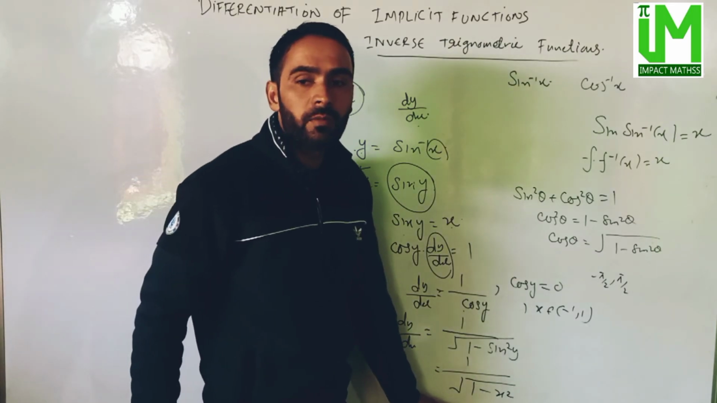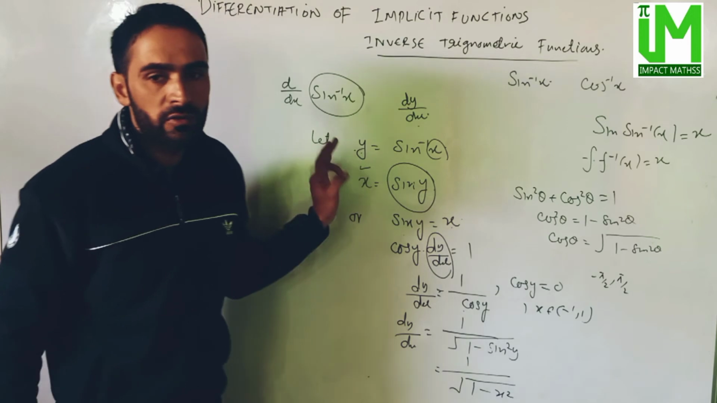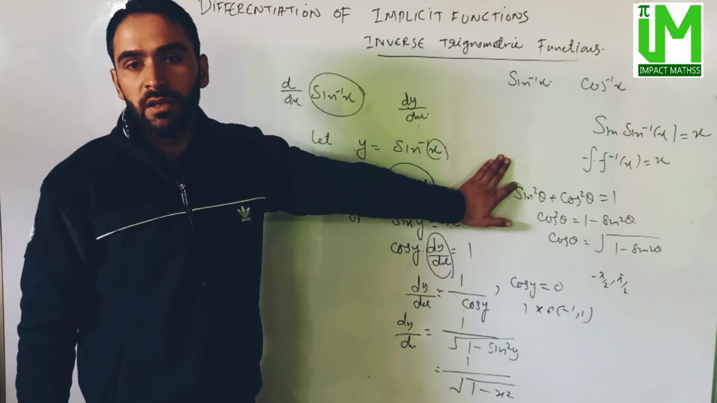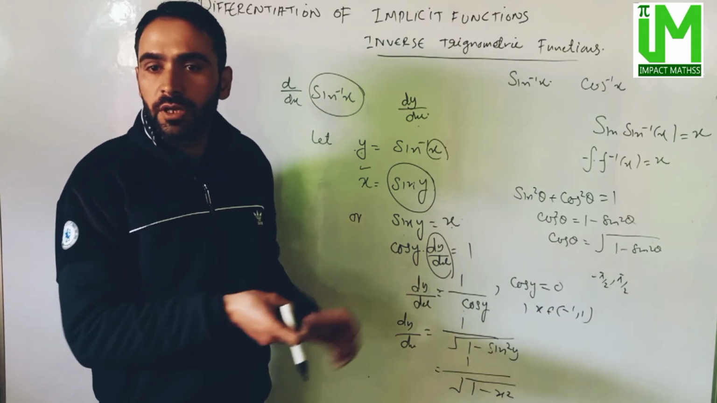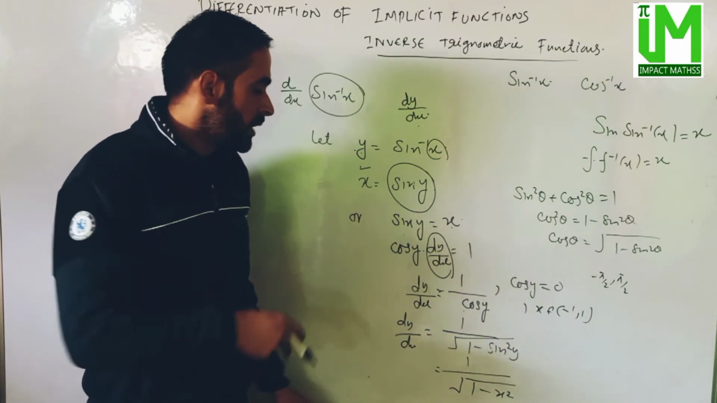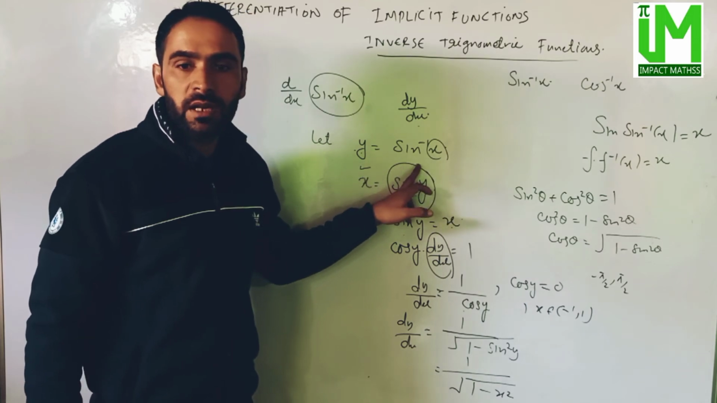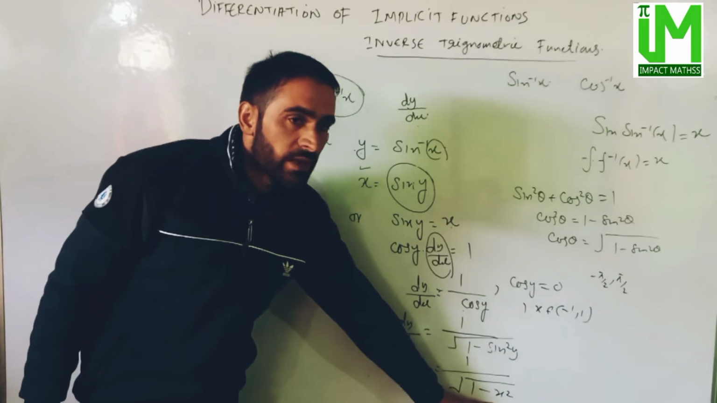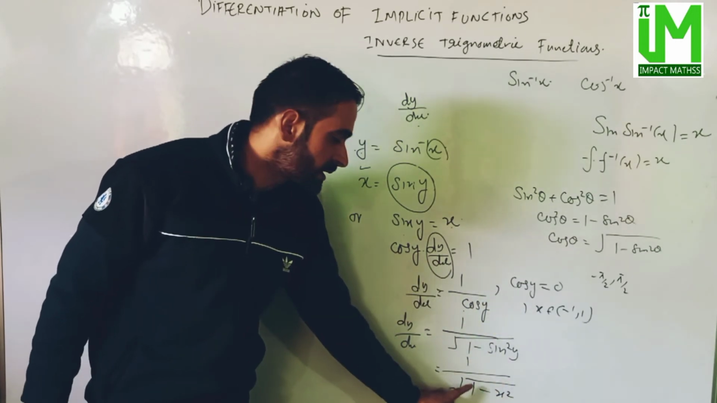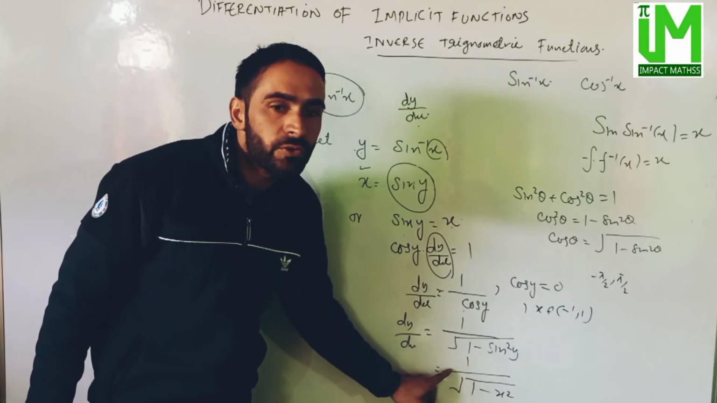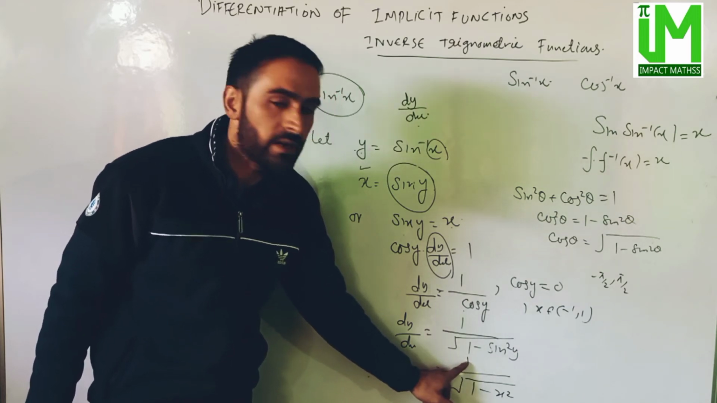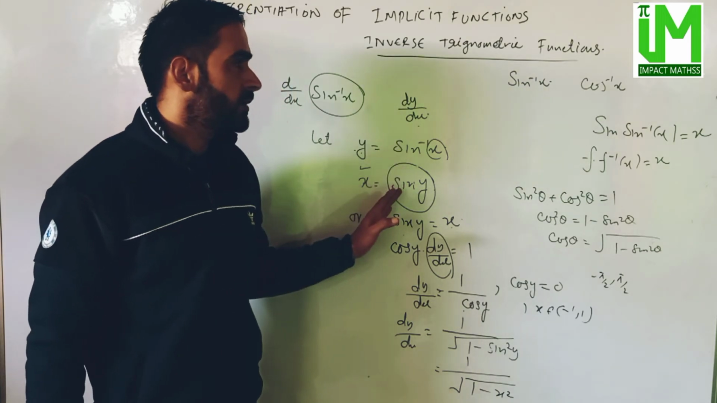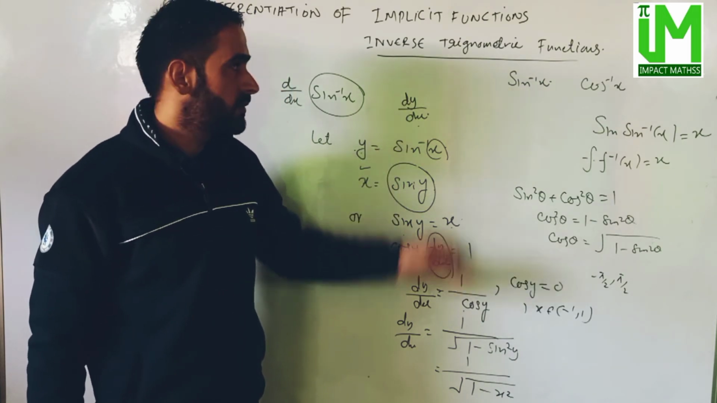The derivatives of the remaining inverse trigonometric functions we can compute on similar lines. The derivative of sin inverse x is 1 divided by under root of 1 minus x square. For cos inverse x, the result is the same but with a negative sign, so it will be minus 1 divided by under root of 1 minus x square.